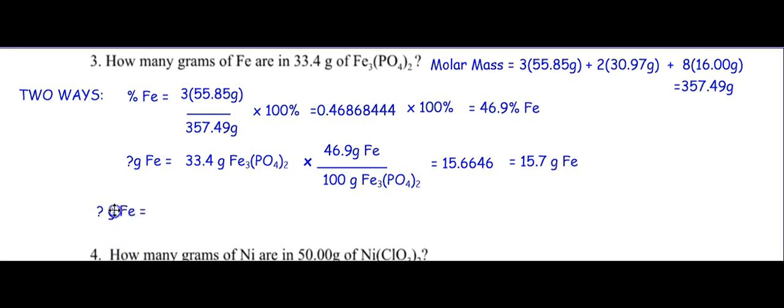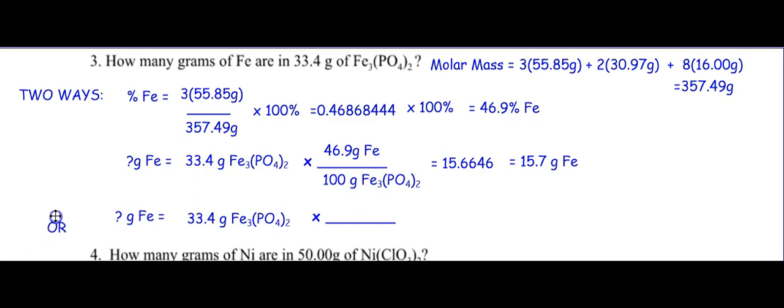The second way. So here's way number 2. So how many grams of iron are in 33.4 grams of iron 2 phosphate? All right, here's this again. I would save yourself a little bit of work. And why would I do that? You're less likely to make a mistake. So if you don't know the percentages, did you write that down? I would use method 2 if you don't already know the percentages. Write that down. That's pretty good.